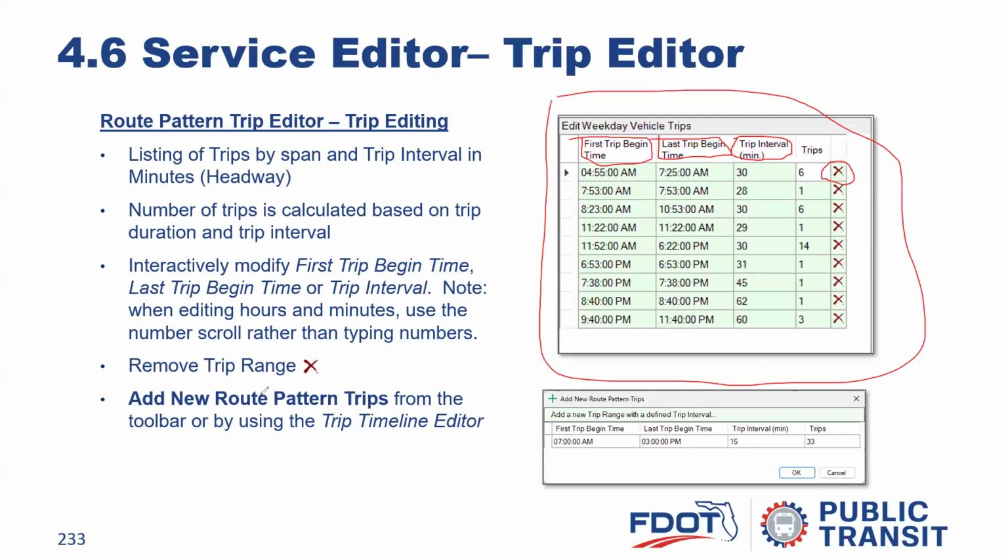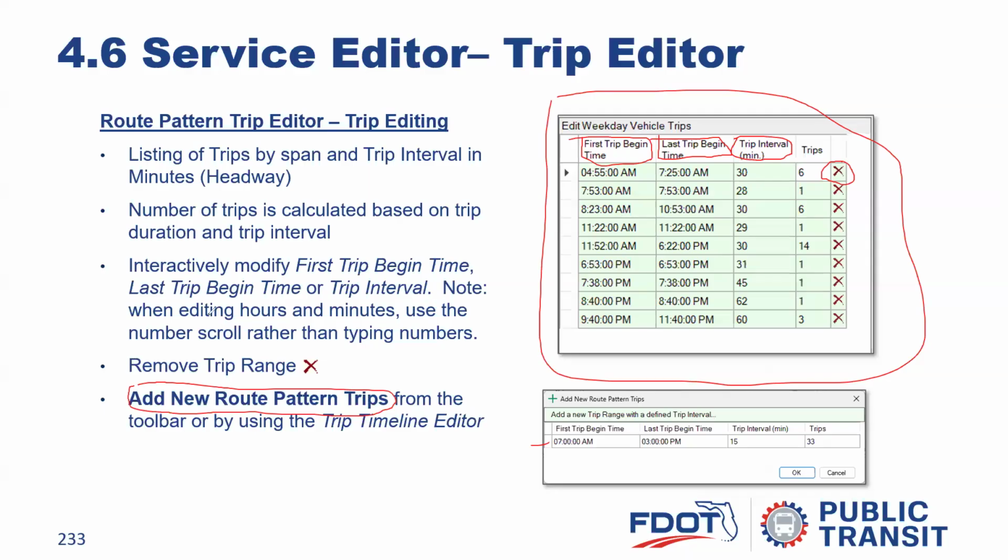The other item here relative to this is you can add a new group. So you have this add new route pattern trips, where you're able to then define a new grouping, right, if you need to. So this would add a new group to this list.